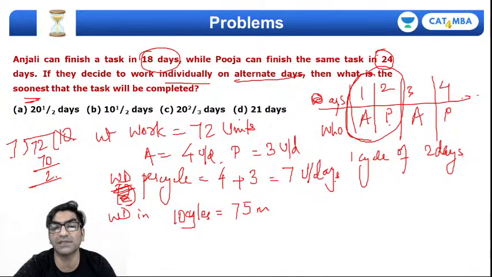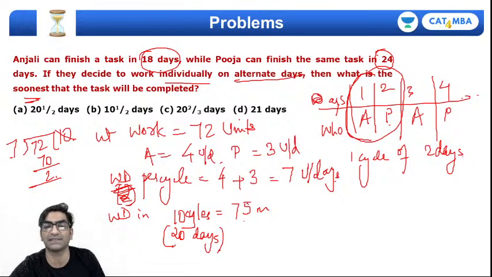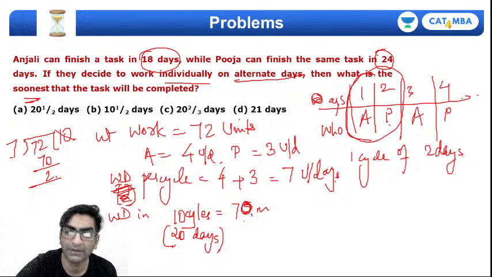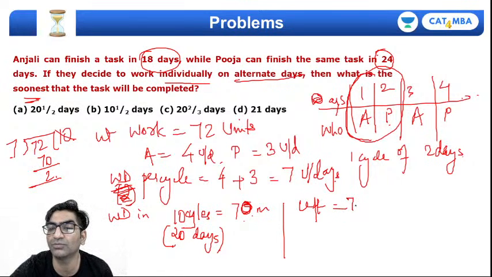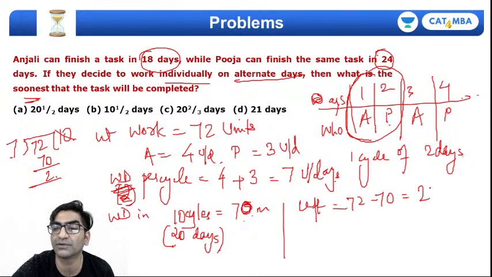Now 10 cycles means how many days, by the way? Each cycle is 2 days, right? So 10 cycles means 20 days. So 20 दिन में 70 units काम हो गया है. तो work left कितना हुआ? That's 72 minus 70. That's 2 units. और काम करने के लिए कौन है?